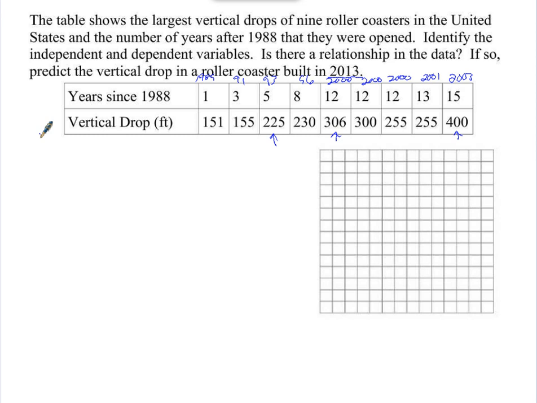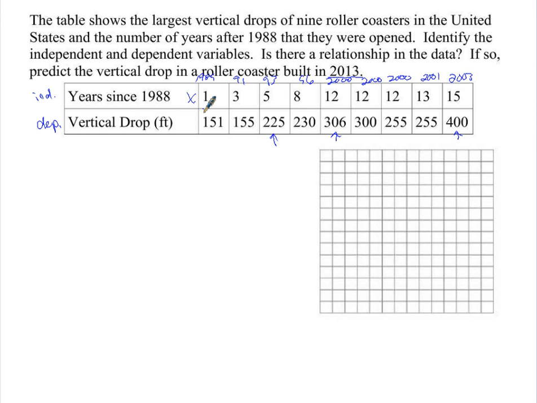Which one probably causes the other to change? Years. As years go by, what seems to be happening to the heights of the roller coasters? The heights are going up. So this one seems to be the independent, and this one is the dependent. Okay, so which variable will I give my x variable to? The years. Independent variable is your x.